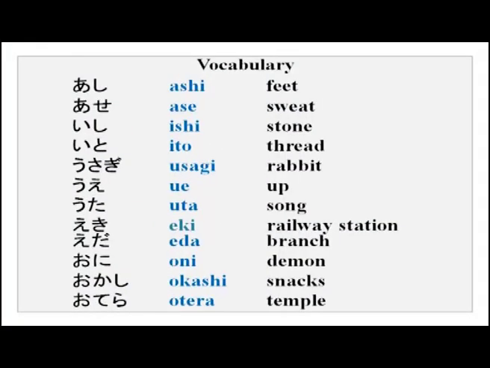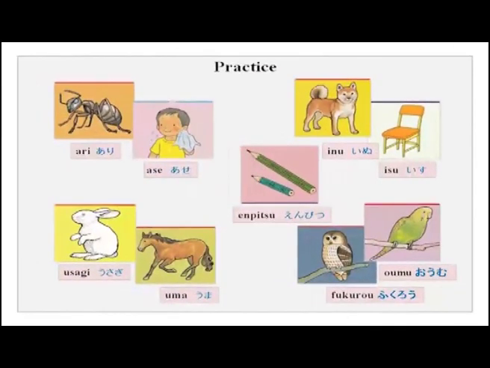There is more. You can repeat after me: ashi, ase, ishi, ito, usagi, ue, uta, eki, eda, oni, okashi, otera. So, all the meanings are given very clearly. You can learn these.